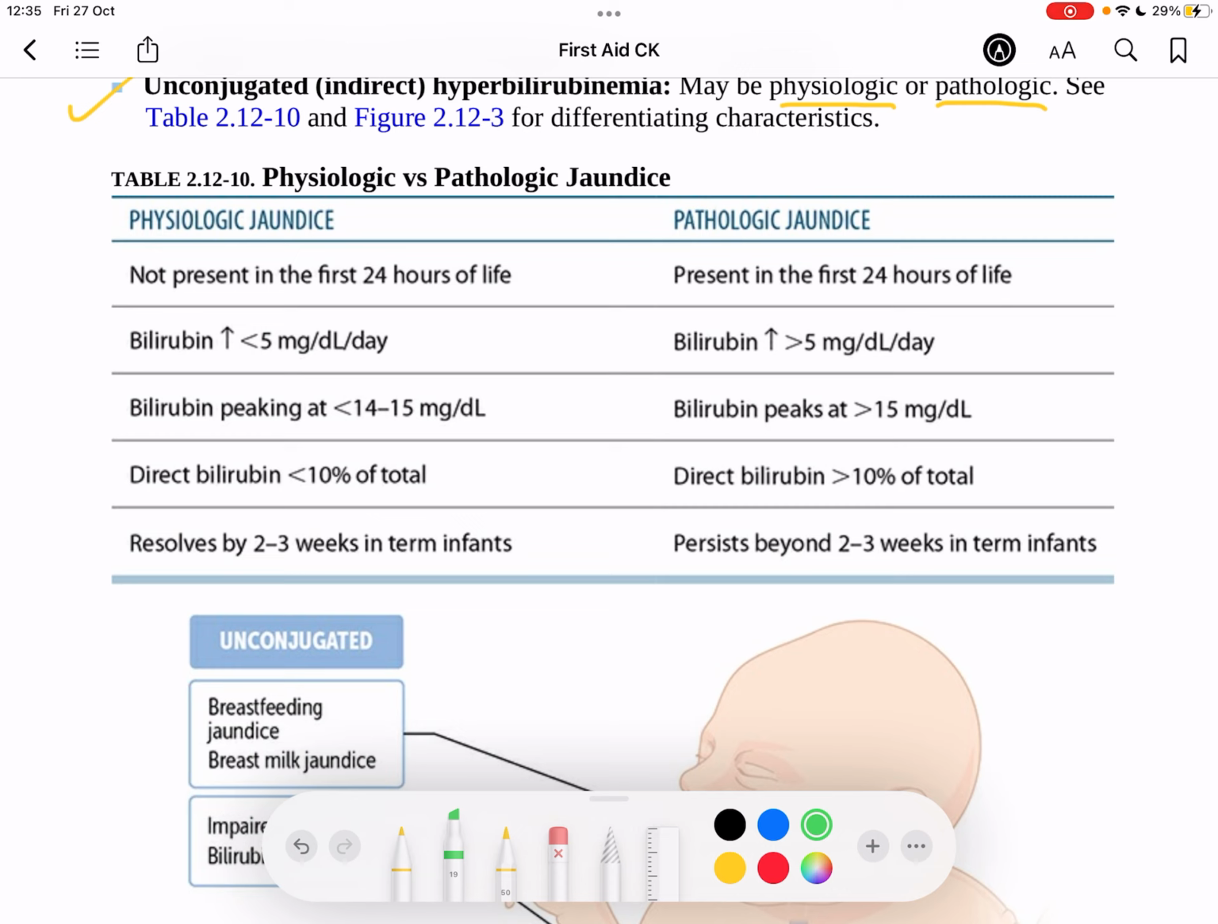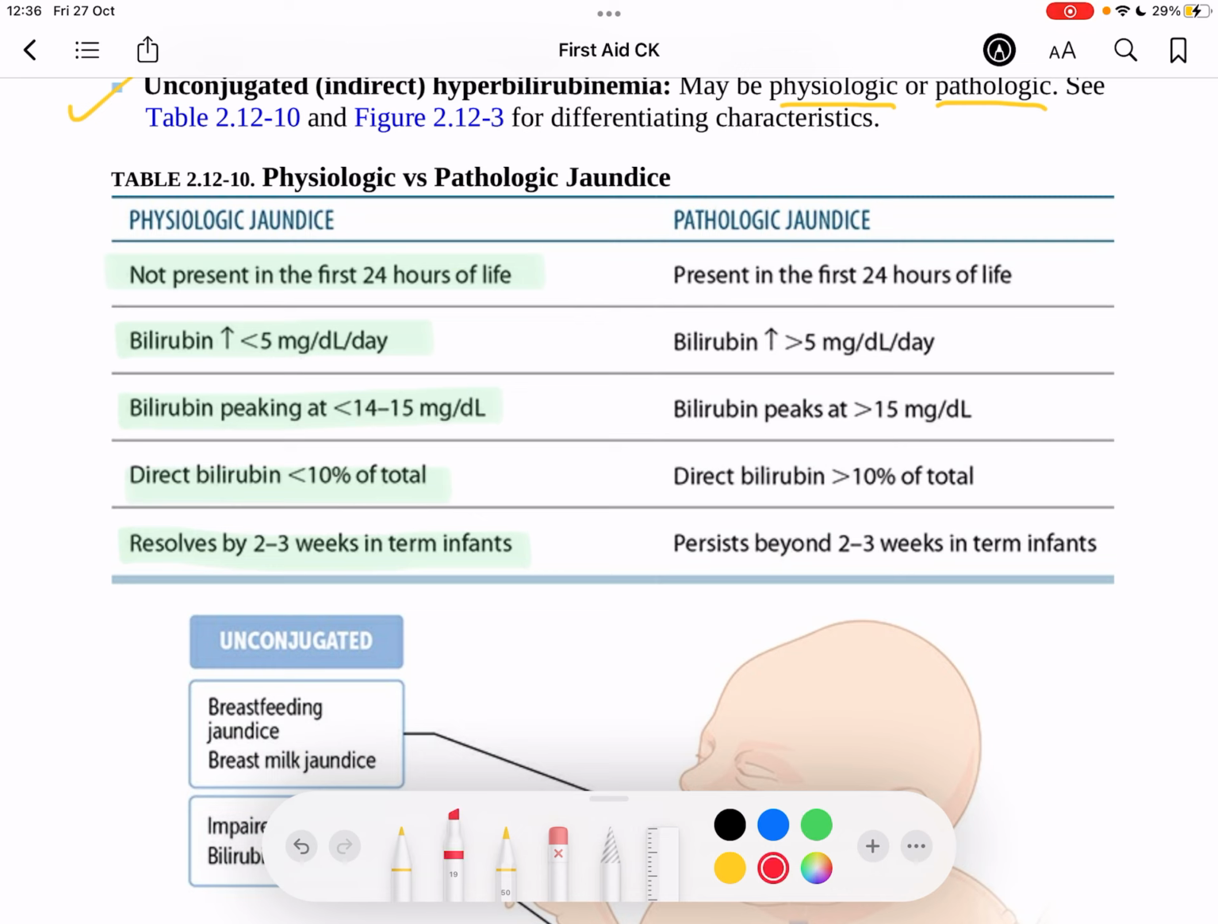Well, firstly, physiological jaundice will never be present in the first 24 hours of life. As I said, it's due to poor flora and an increased breakdown of red blood cells. This takes time after birth to actually come into fruition, and it's usually going to resolve within 2 to 3 weeks after birth. Bilirubin is never going to increase more than 5 millimeters per deciliter a day. Bilirubin's never going to peak more than 14 to 15 milligrams per deciliter. And the direct bilirubin will never be more than 10% of total. Remember, direct bilirubin, i.e. your conjugated bilirubin, if that's high, it's pathological.